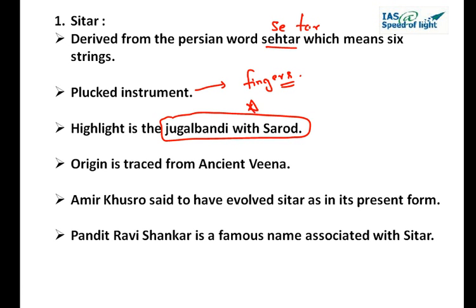Last time in dances we saw the Jugalbandi of Kathak, with the tabla and the dancer's ankle bells. The sound of the ankle bells the dancer used to control, or it's a Jugalbandi between the tabla player and the Kathak dancer. Here we see the Jugalbandi of Sitar with Sarod. Origin is traced from the ancient Veena. Amir Khusro is said to have evolved the sitar into its present form. Amir Khusro we have already seen associated with ghazal, now associated with the evolution of the sitar. Pandit Ravi Shankar is a very famous name associated with sitar.